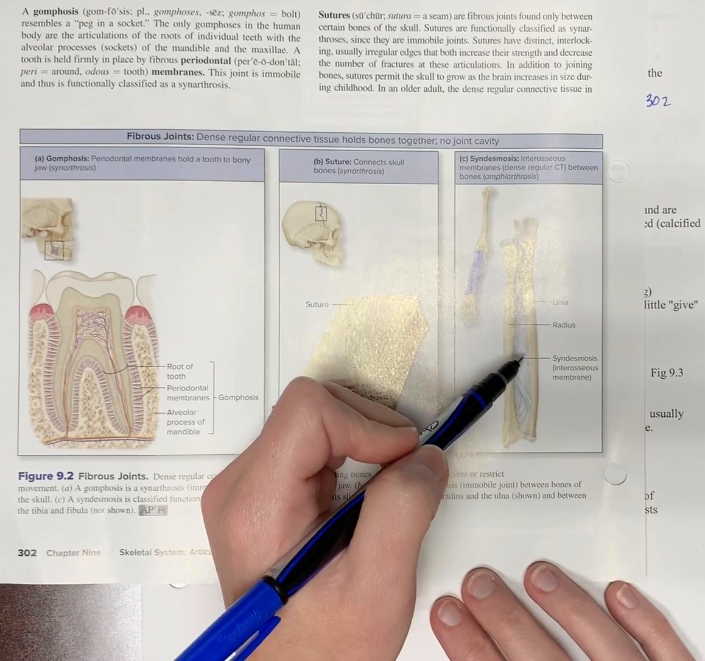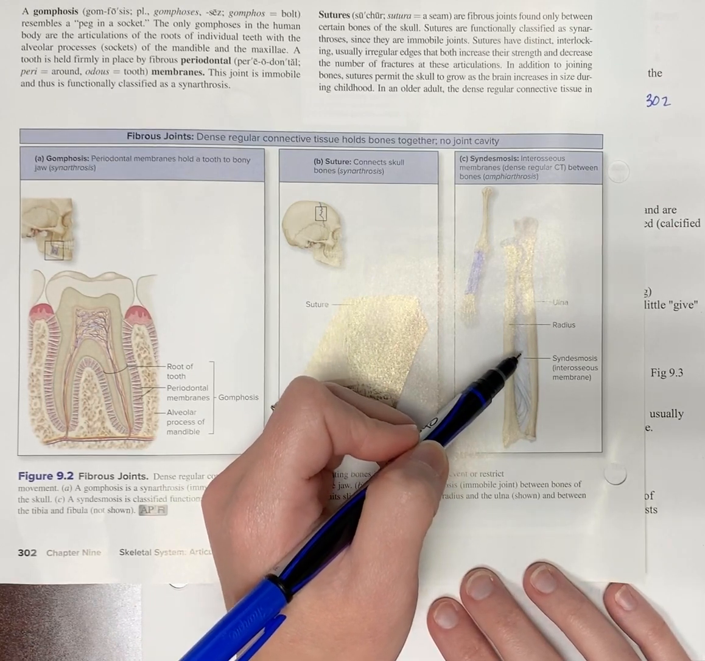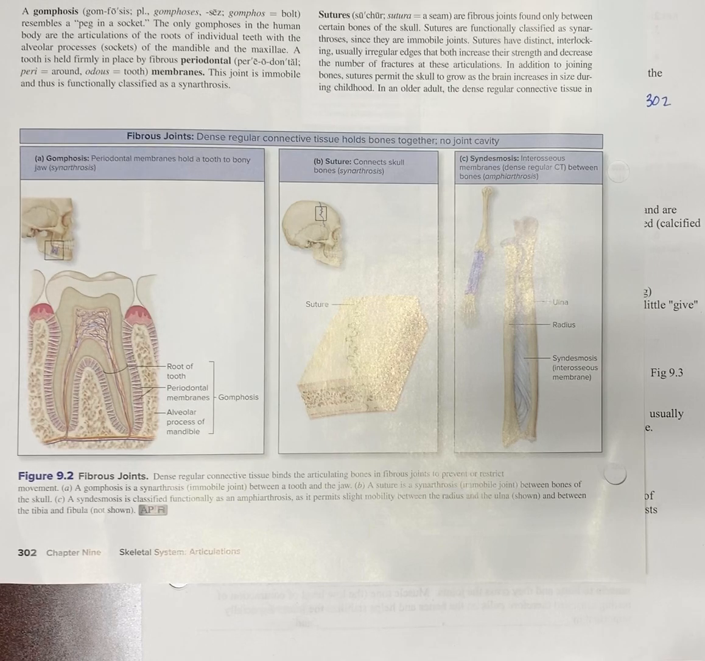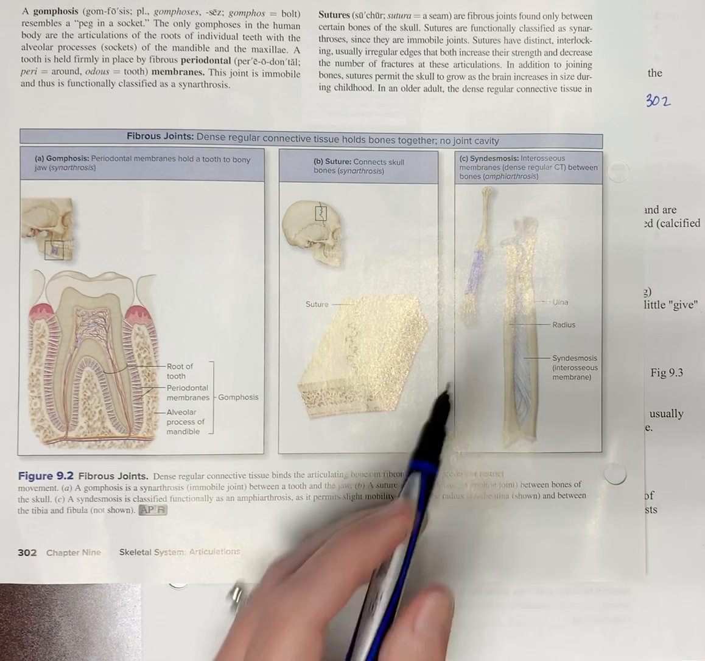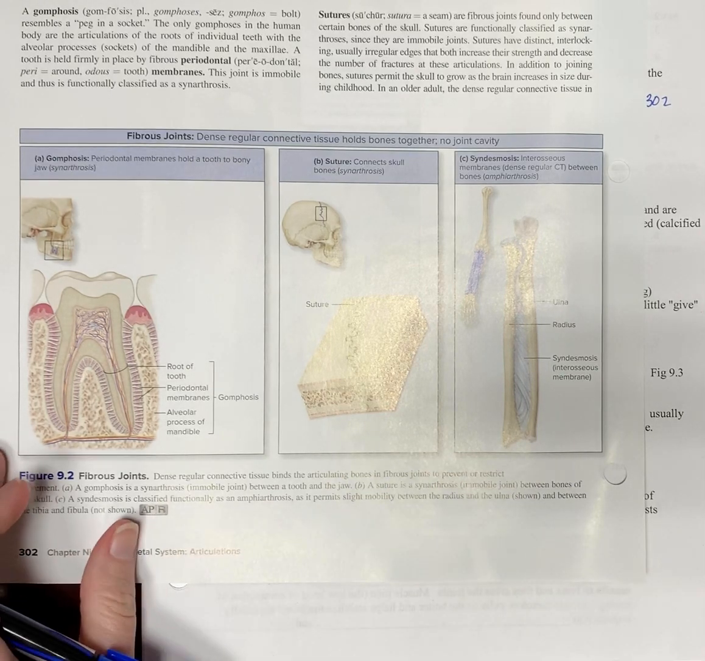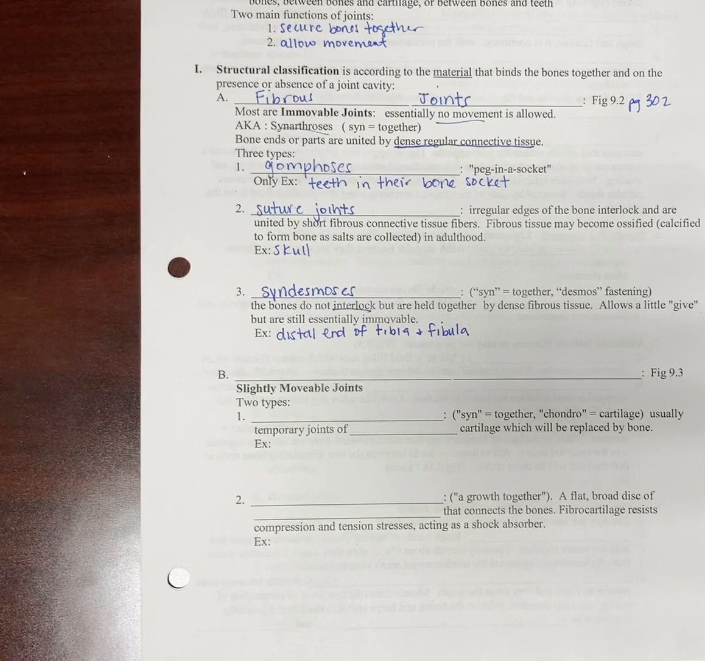So if you move one bone, this will give a little bit, but it's not going to move freely. It's going to hold them together, so they're probably going to break if there's enough force on them. So that's the first group.